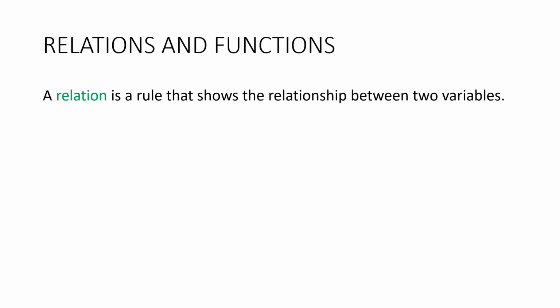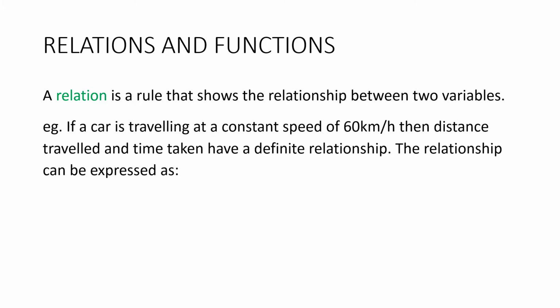So let's begin. A relation is a rule that shows the relationship between two variables. So for example, if a car is travelling at a constant speed of 60 kilometres an hour, then distance travelled and time taken have a definite relationship. And we can express it as y equals 60 times x. This is the distance here, is equal to speed times x, and x is the time. Okay, so that's a relation.